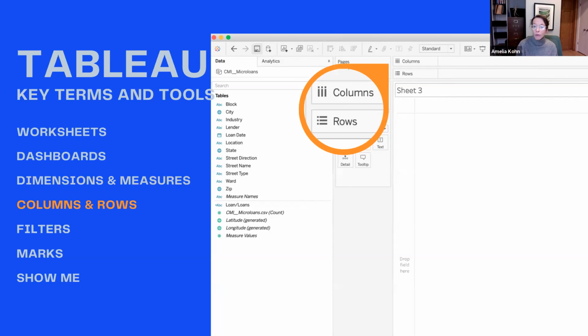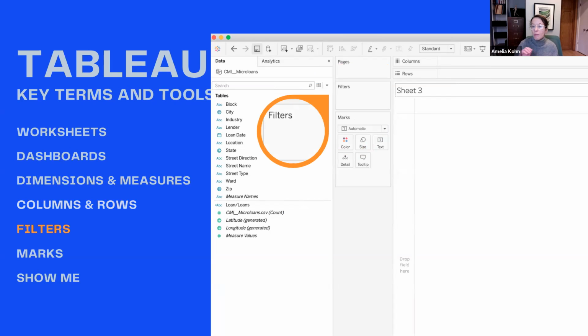Okay, the column shelf creates the columns of a table, or what we call the x-axis. The rows shelf creates the rows of a table, or the y-axis. You can drag any number of measures or dimensions onto these shelves, and this will make more sense when you see it in action.